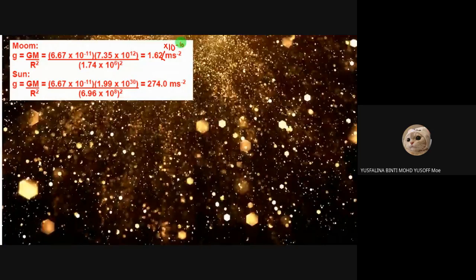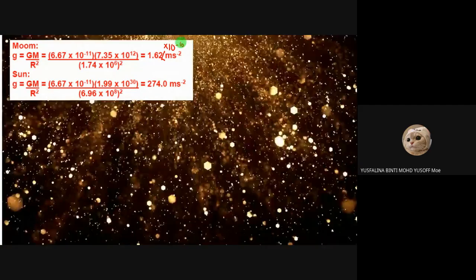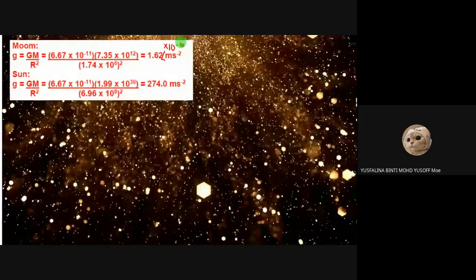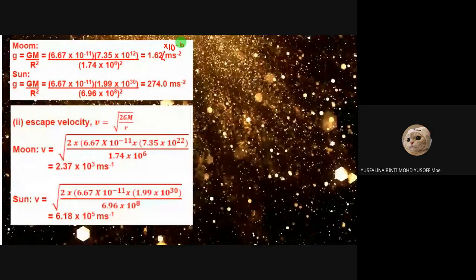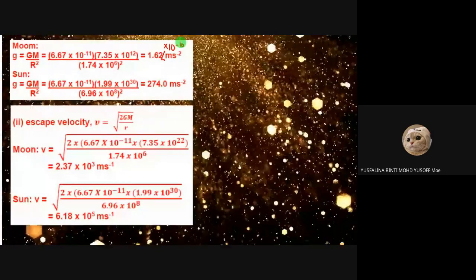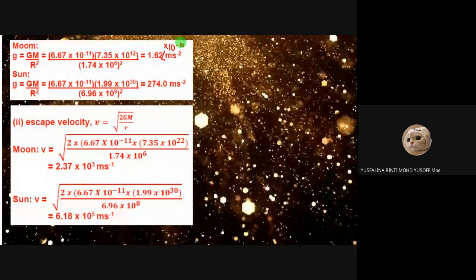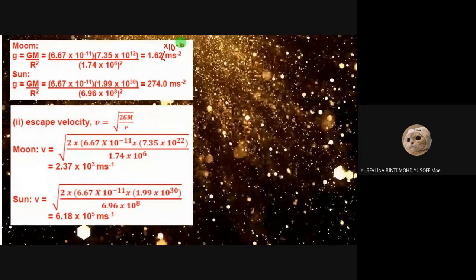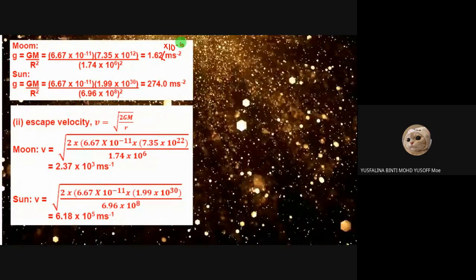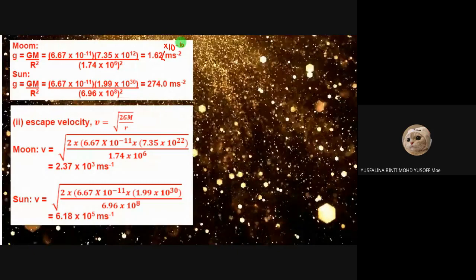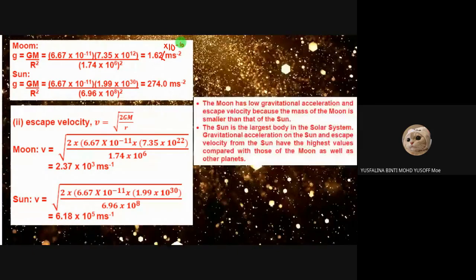So if you want to compare, the gravitational acceleration for the sun is much higher, right? So this is the escape velocity, okay? The escape velocity for the moon is 2.37 times 10 power of 3. For this one we just use the formula. And the sun is 6.18 times 10 power of 5. If you compare, you can see the escape velocity of the sun is higher, right?